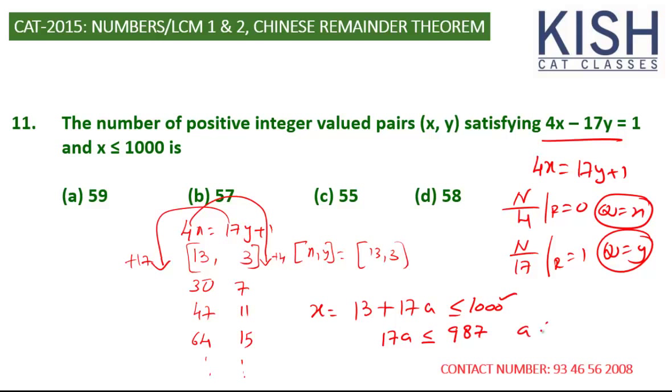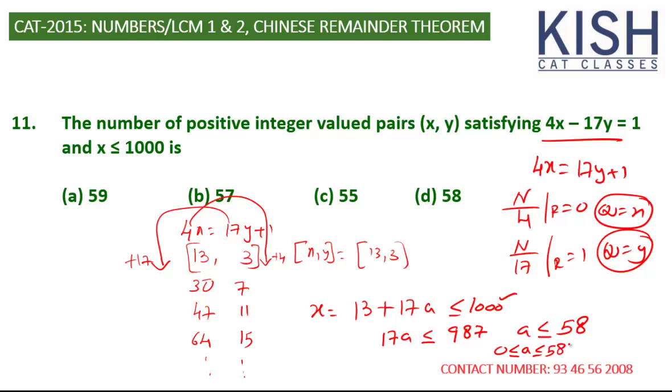So a is less than or equal to 987 by 17. 17 5s are 85. So that is 137. 17 8s are 136. So 58. But look at this one. A is less than or equal to 58. And also we know that a is greater than or equal to 0.